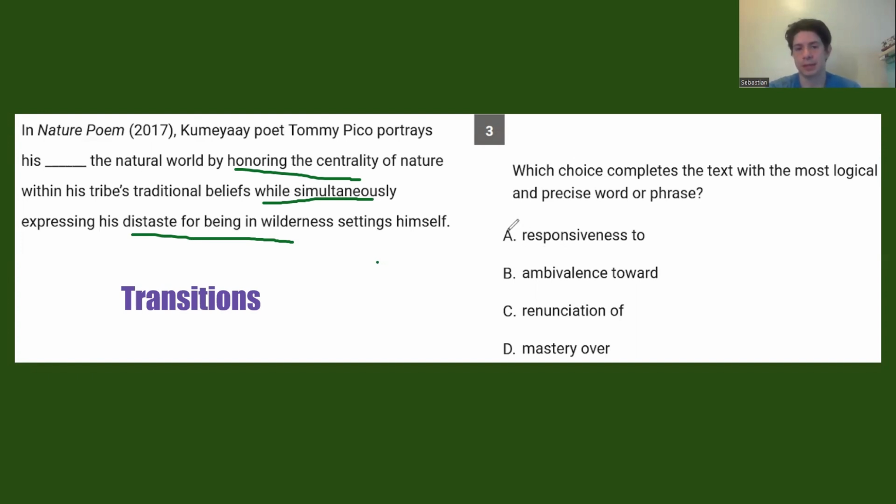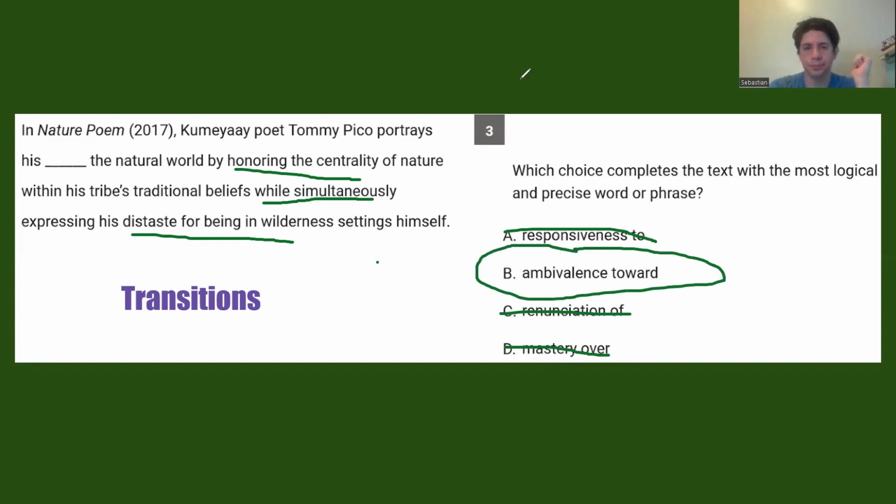Responsiveness would just be if you liked it. Ambivalence maybe works, right? Ambivalence is when you're not sure how you feel or when something is not totally clear. Renunciation is when you reject it, so that would be if it was only the distaste. And mastery over would be if you controlled it, which definitely doesn't seem to be what's happening. So then you're left with ambivalence toward. Okay, and now we'll try the next one.